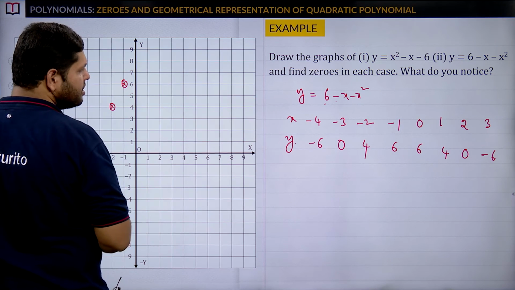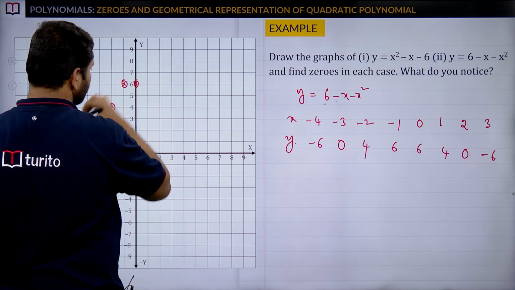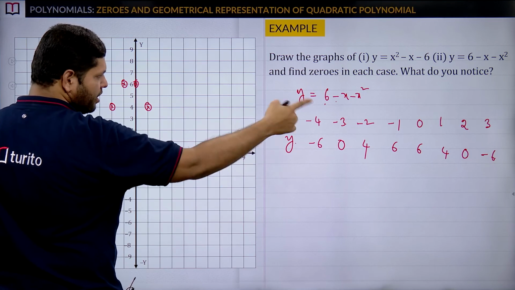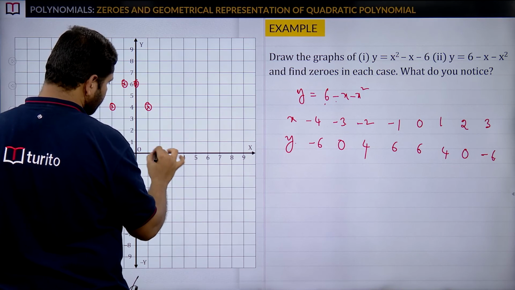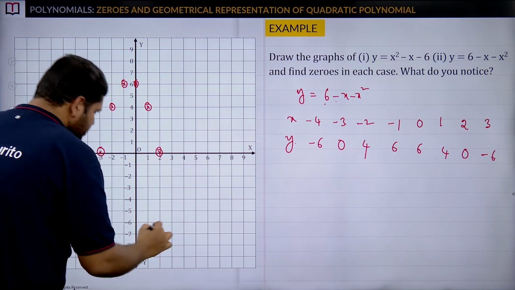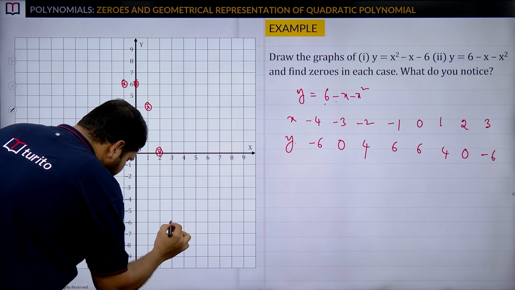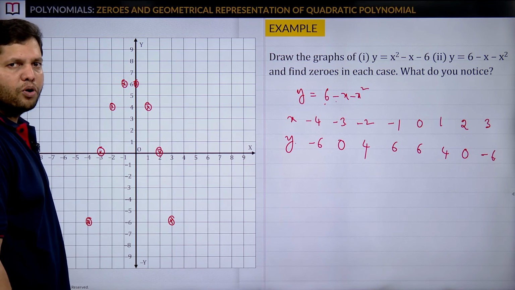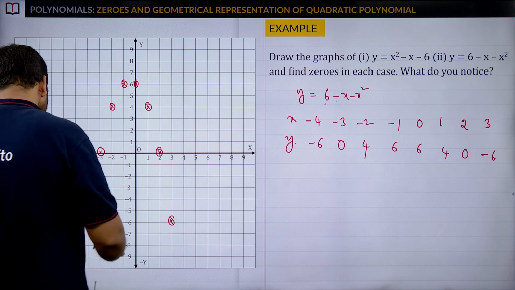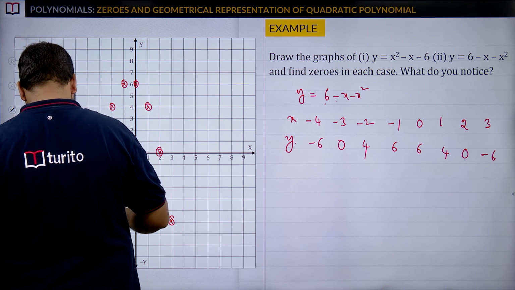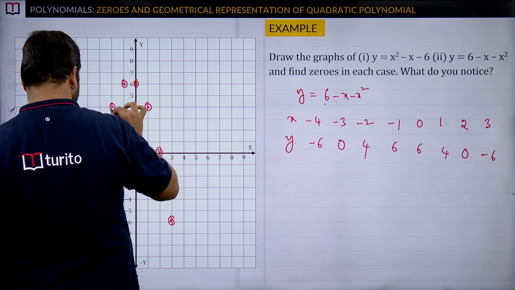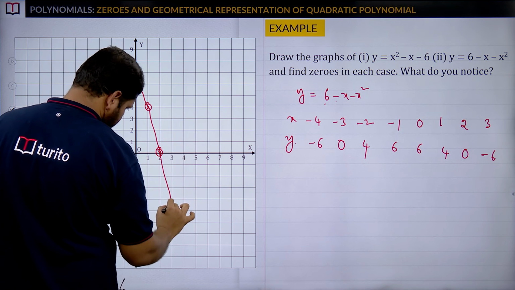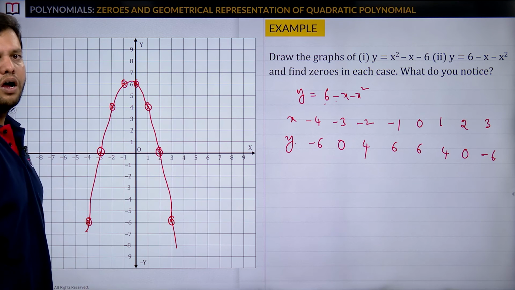Next point, children, is 0 comma 6. And next point, 1 comma 4. Next point, 2 comma 0. And next point, 3 comma minus 6. So we can stop at 3 comma minus 6. See, children, I am plotting all the points now. Now, children, join all the points one by one with free hand.